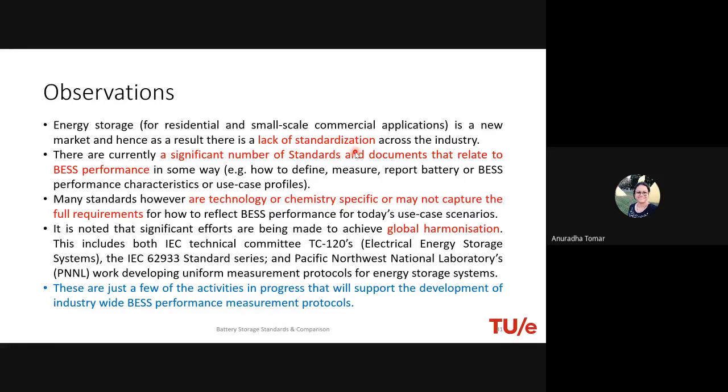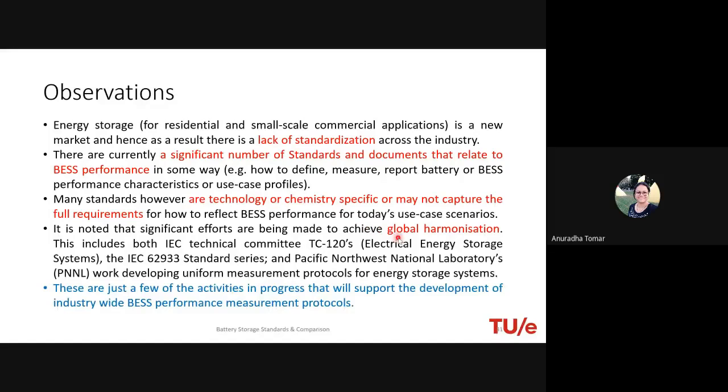And there are a lot of significant documents related to battery energy performance, but there is a lack of synchronization, you can say. How to define, measure and report battery performance characteristics, such details are missing in those documents. Another thing is that many standards are mainly focused on the technology or chemistry specific aspects, or may not capture the full requirement. Full requirement here means how to reflect the BESS performance for today's use case scenario.